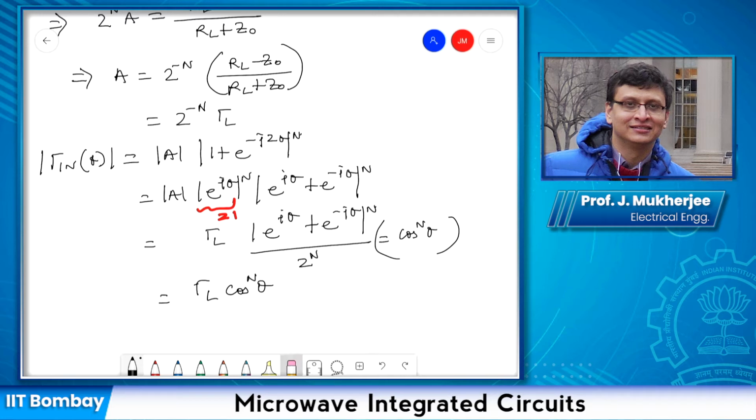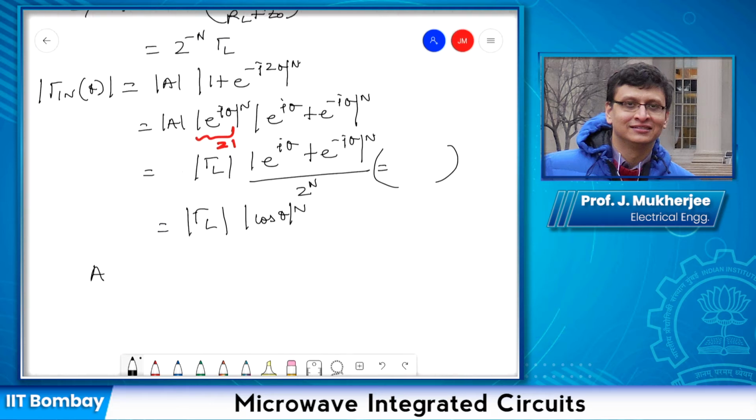Actually I should not write it like this. I should write it as modulus gamma n, modulus of cos theta raised to n. Okay. Now suppose we define at a particular value of theta, say my modulus of gamma in theta equal to gamma m. Okay, and I say that my acceptable value of gamma in should be lesser or equal to gamma m.